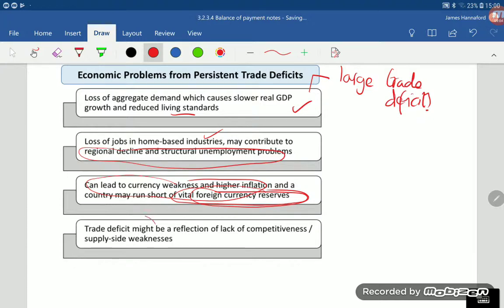Finally, we've touched upon this. A trade deficit may be a reflection of a lack of competitiveness, both price and non-price competitiveness, caused by ineffective supply-side policies.